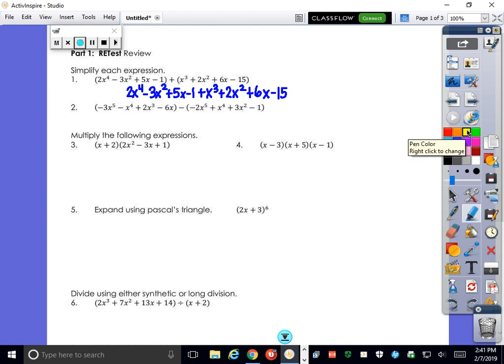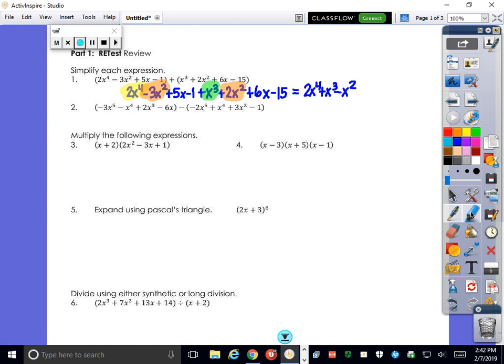So I'm going to start out with the highest exponent because you want to put these in order. So 2x to the fourth, and there isn't another x to the fourth, so this is going to stay the way that it is. Then I'm going to move to the x to the third because that's next in line. There's only one x to the third, so I'm going to put x to the third. Then I'm going to move to the squareds. We have negative 3 and positive 2. Negative 3 and positive 2 is negative 1x squared.